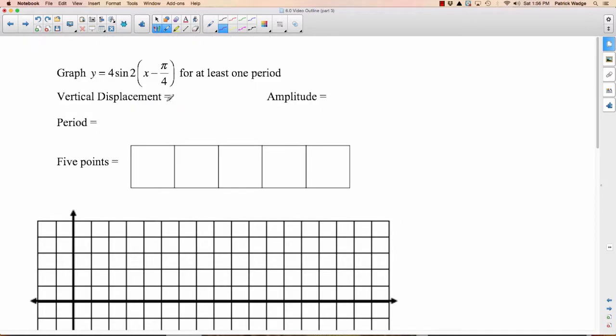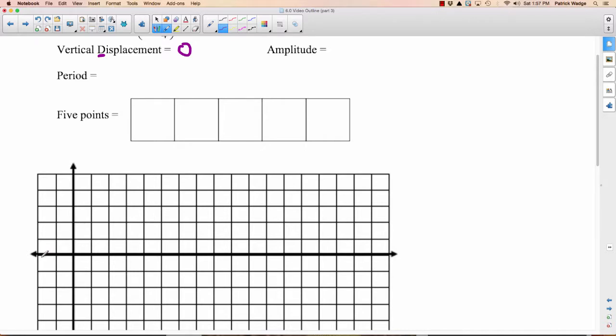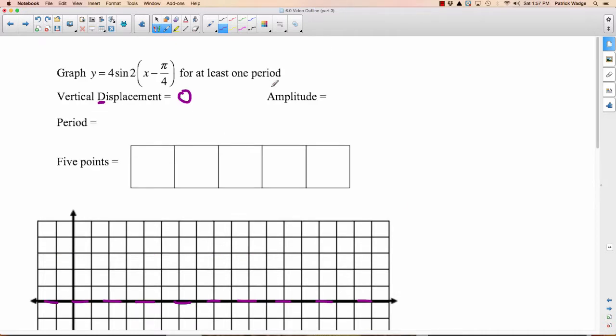Okay, now we're going to graph a couple of these. First one, y equals 4 sine 2 times x minus pi over 4. We want the vertical displacement. Displacement, that's the d value we're looking for. Well, the d value goes over here and there is nothing, so there's no vertical displacement. So already, you know what that means? That means we have the midline right along the x-axis. Amplitude. Amplitude is the a value, and the a value is 4. So our amplitude is 4.